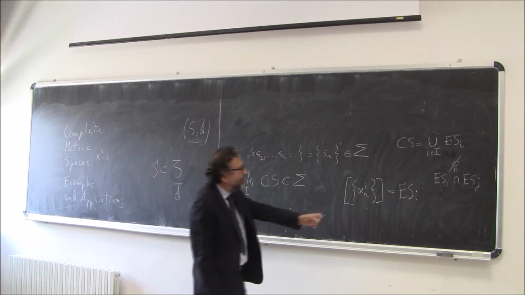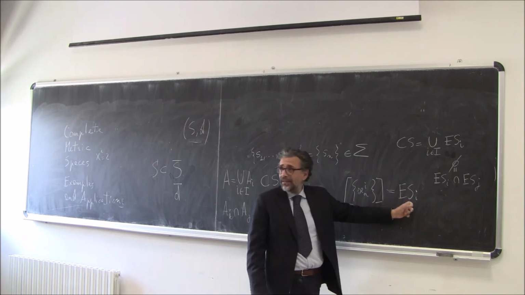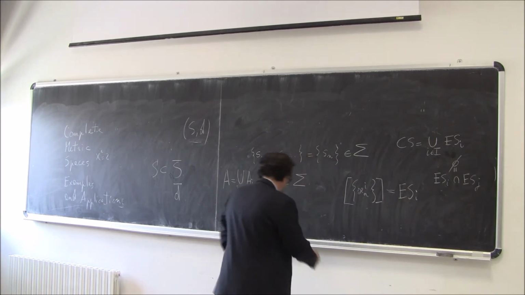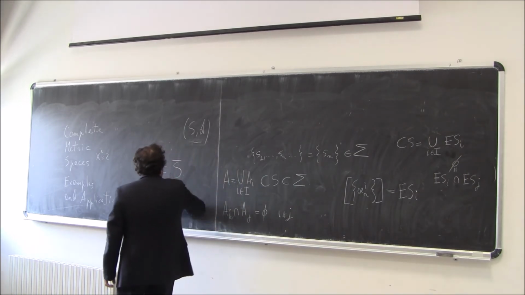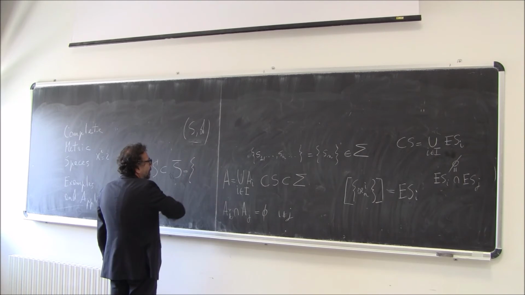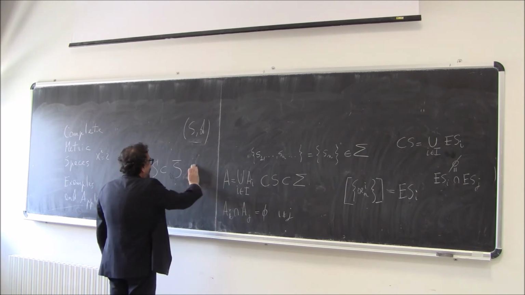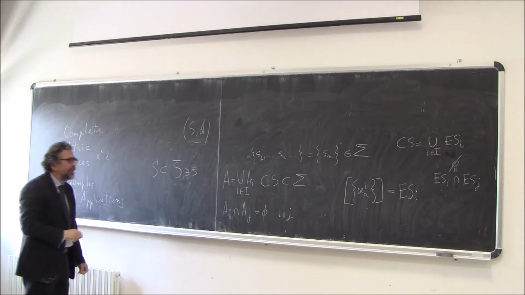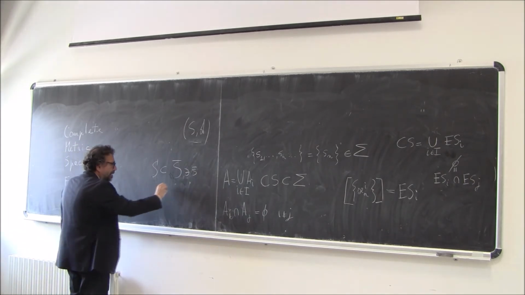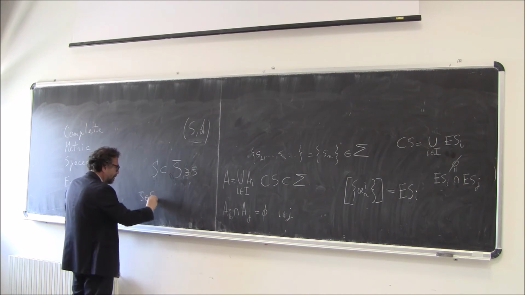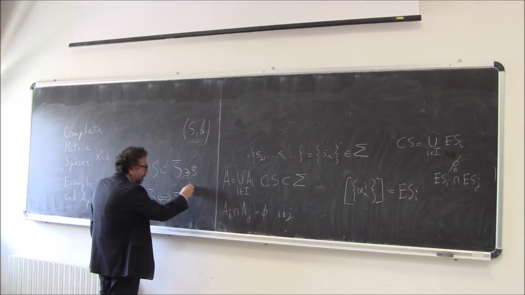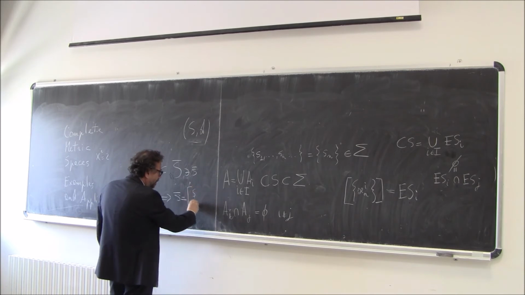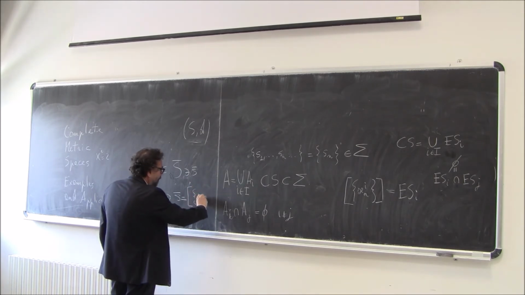Now, the set of all ESI is S bar. So small s bar belongs to capital S bar if and only if s bar is equal to the equivalence class of a certain Cauchy sequence.